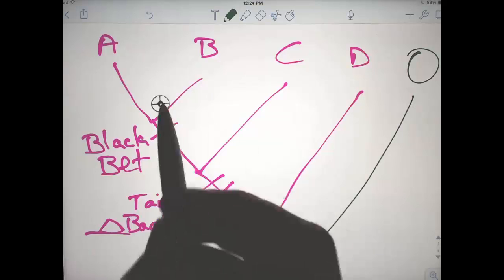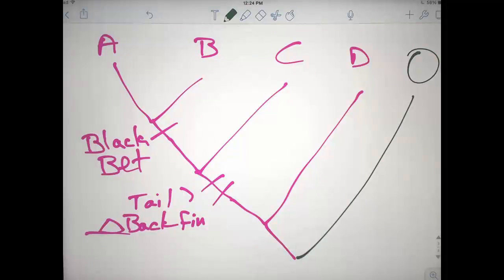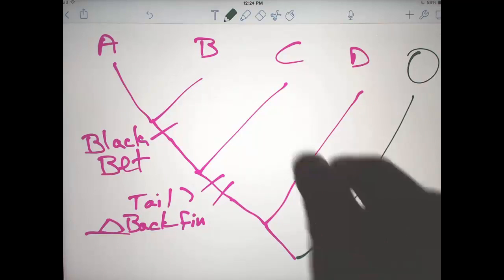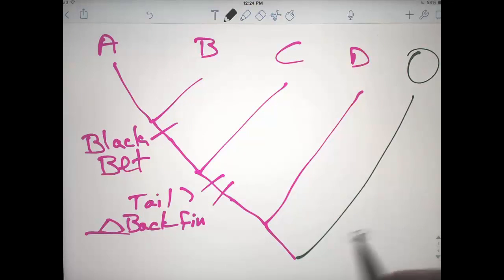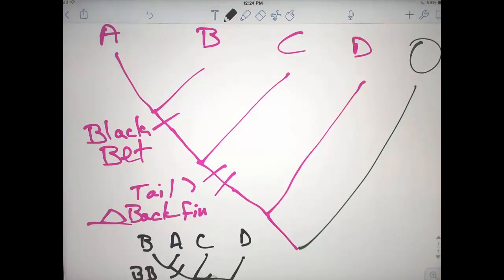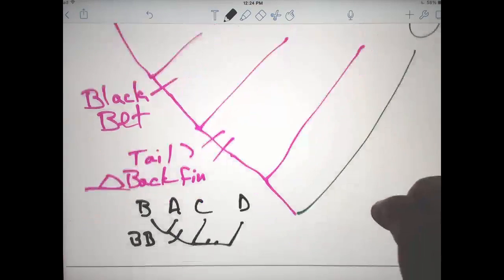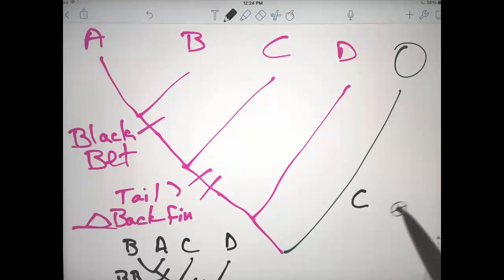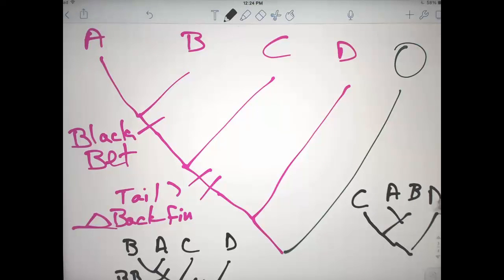Okay, keep in mind that you can rotate the tree around any node, and that's going to be important because you may construct a tree with a slightly different order but the same pattern. This tree is the same as B, A, C, D, because B and A are still most closely related, and here's the black belt. Here would be the tail and the back fin. This tree is also the same as C, A, B, and D, because again, A and B are most closely related. Here would be the black belt, and here would be tail and back fin.